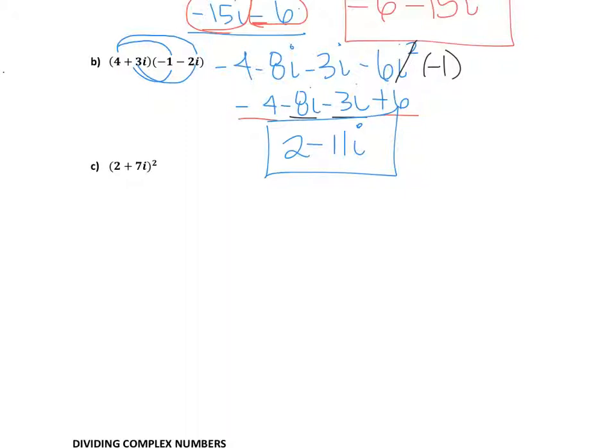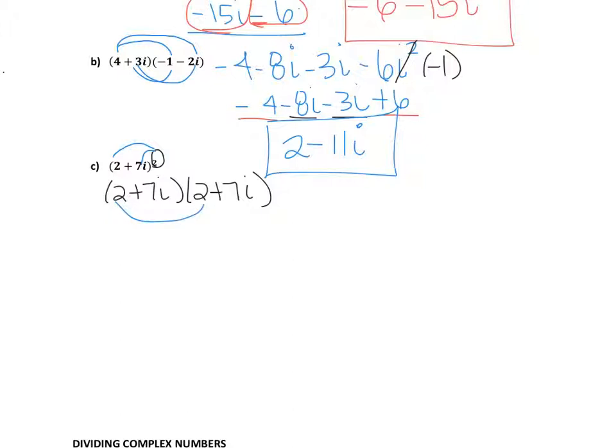On part C, it's a little tricky because that square means that there's 2 plus 7i's. So what I'm going to do is I'm going to come and I'm going to write both of them side by side. Don't make the common mistake of just squaring this and being done. That is not going to give you the correct answer because you're missing the middle terms when you do that. We have to distribute, multiply, FOIL. So that's what I'm going to do.